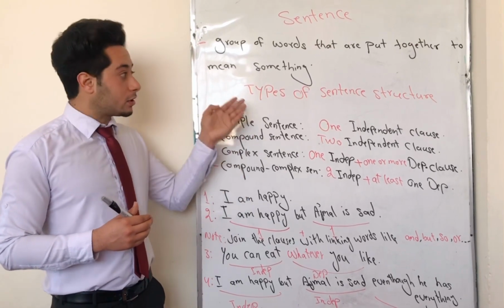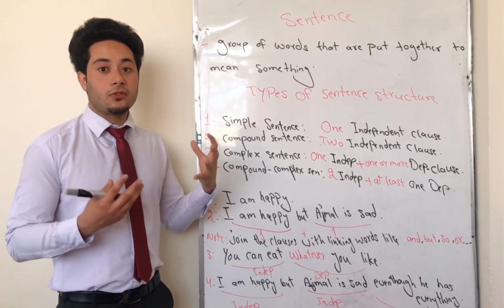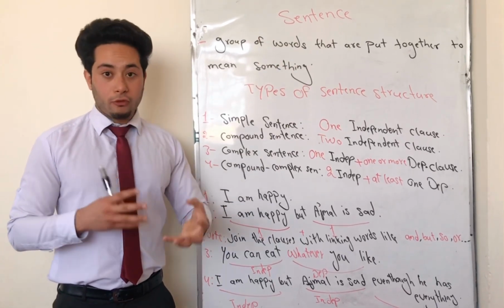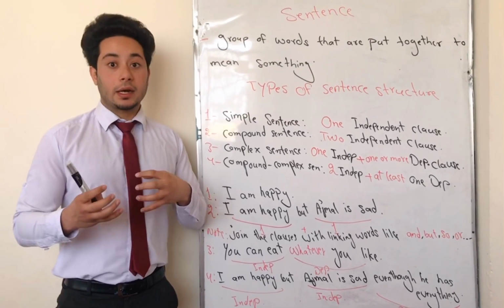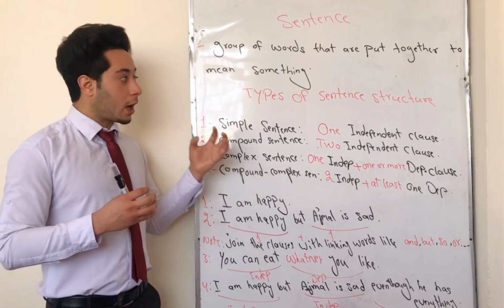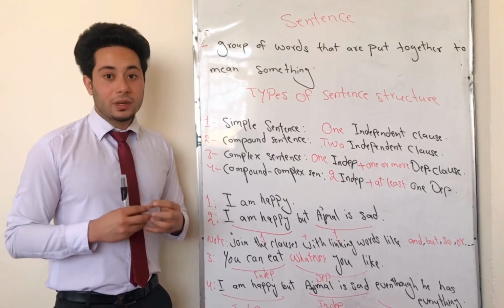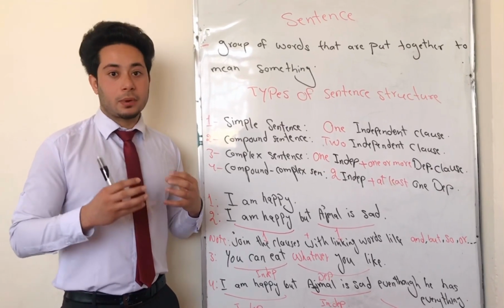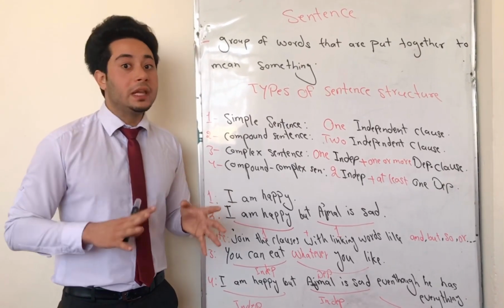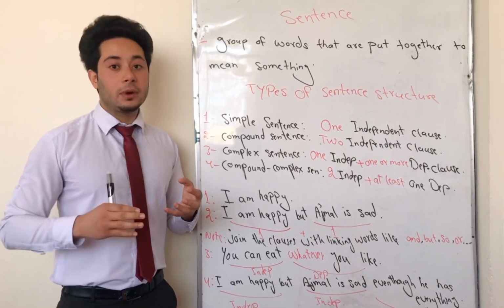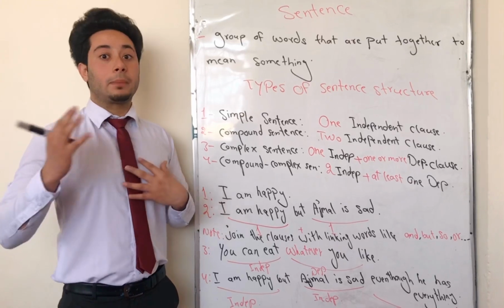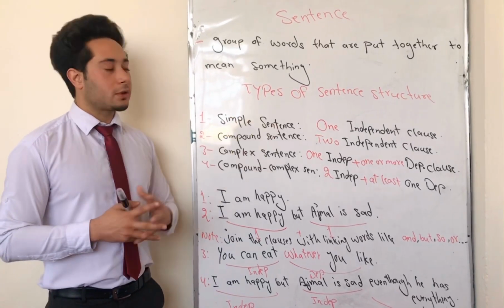Before talking about the types of sentence structure, let's define what a sentence is. A group of words which are put together to mean something is called a sentence. Also, we can say that a sentence is a subject plus a verb or a verb phrase with a complete meaning, not with an incomplete meaning. When we are talking about an incomplete meaning, it means that we are talking about dependent clauses. Okay, let's talk about types of sentence structure.